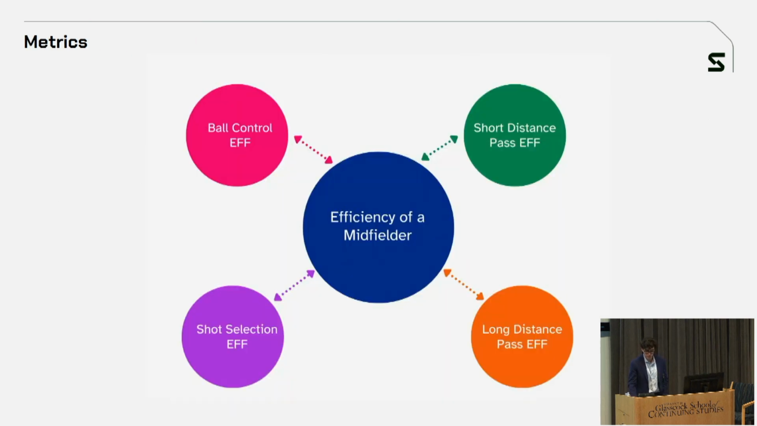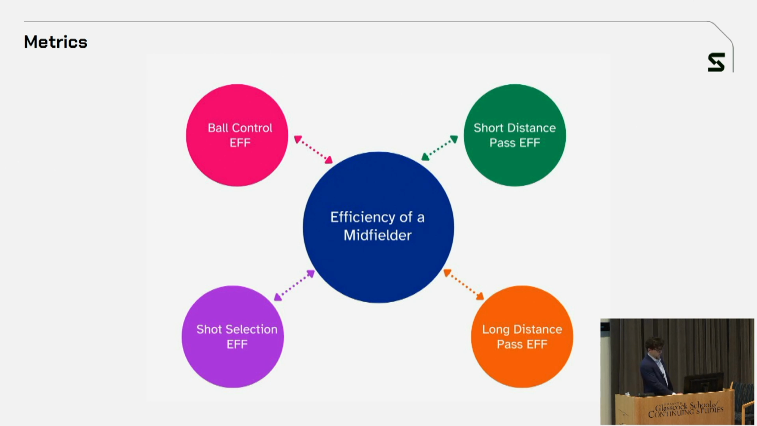The metrics that we used were ball control efficiency, short distance pass efficiency, shot selection efficiency, and long distance pass efficiency. With the time being, we solely focused on ball control efficiency, and that was, again, when a player's ball possession probability was over that threshold.